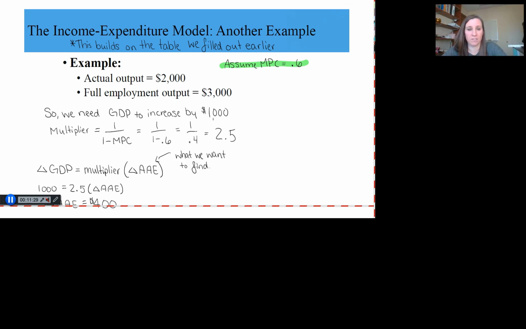You can see that on the slide there. I walked you through that. Grab the equation that you need: change in GDP is going to equal the multiplier times the change in AAE. And you find that we are going to need to increase our autonomous aggregate expenditures by $400. What that's telling you is that if you increase your autonomous aggregate expenditures by $400, GDP is going to go up by 1,000 via the multiplier effect.